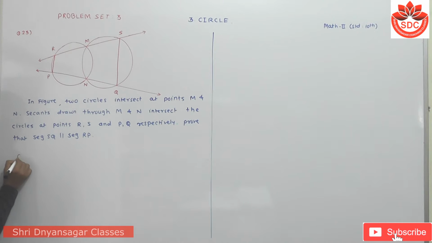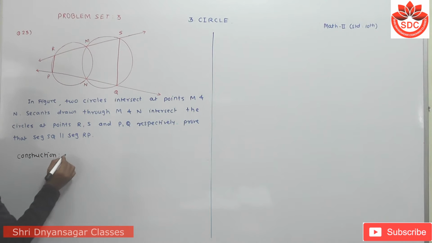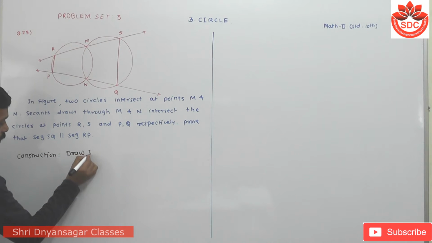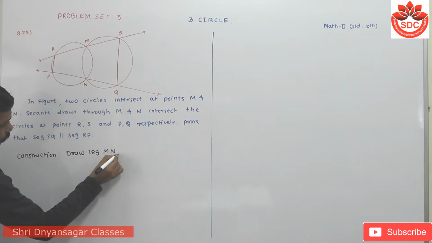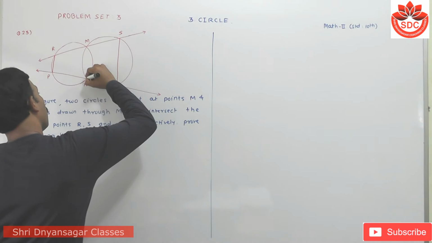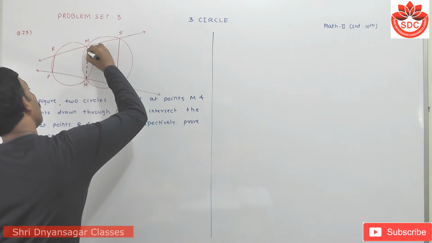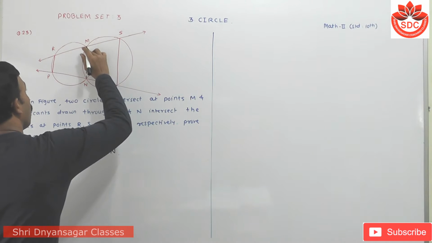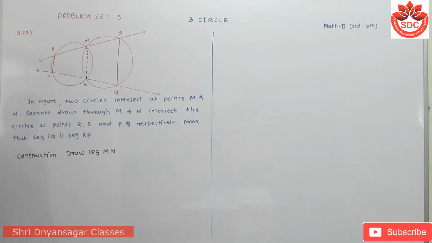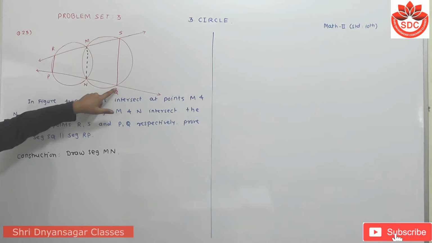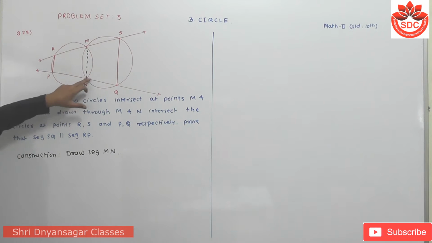Now for this I have to directly take the construction: draw segment MN. Okay. Now when we draw this segment MN, then this is the smaller circle. The points M, R, P, N lie on the circle. Now this is a cyclic quadrilateral and this angle MNQ is the exterior angle of this cyclic quadrilateral.